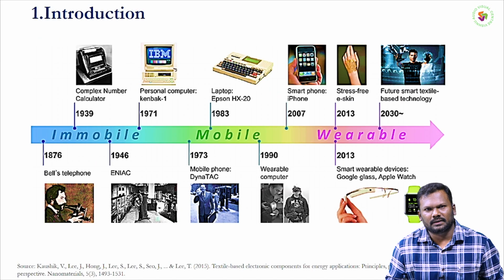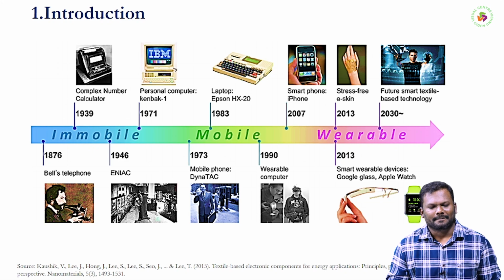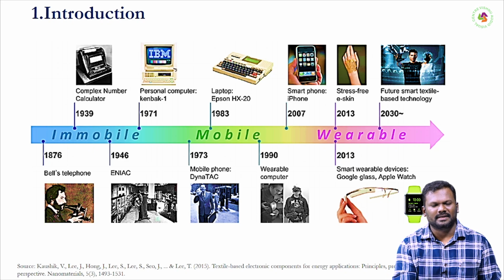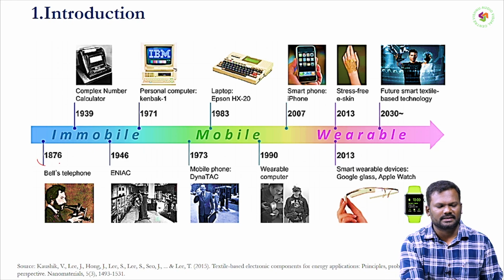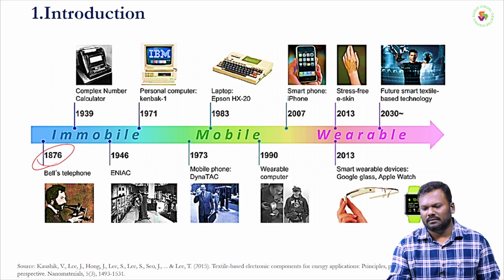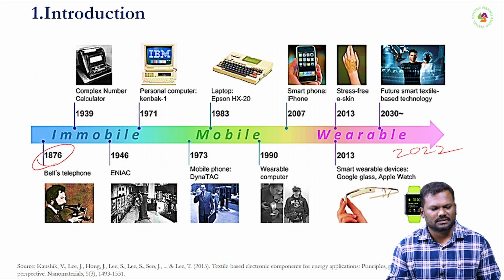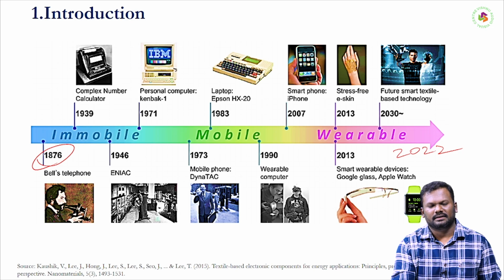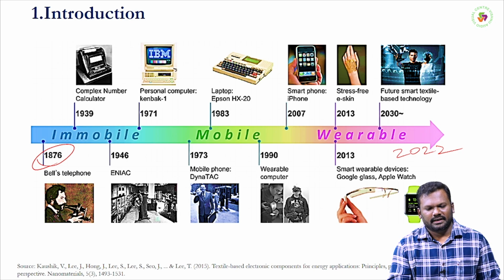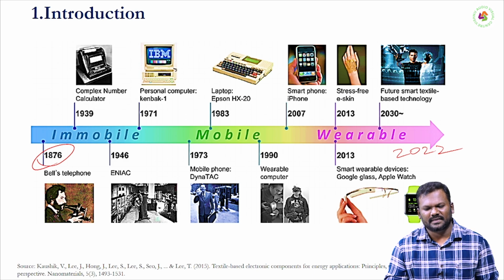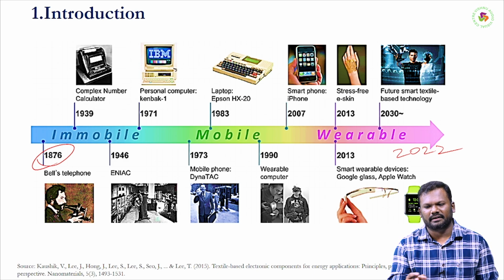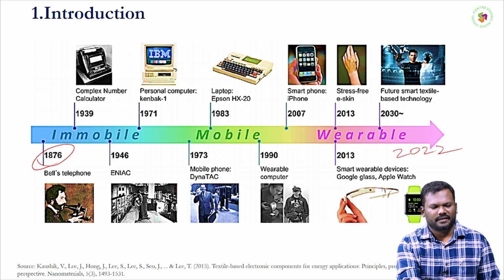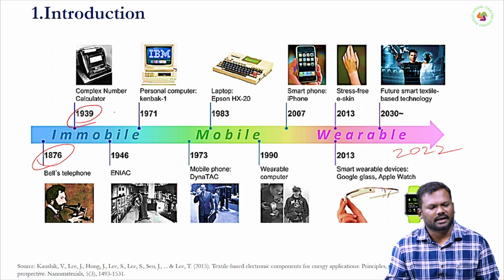If you look into this introduction part, you can see the generations, for example from 1876 till now, up to 2022. In 1876, the Bell telephone was invented, and after that, year by year, particularly in the 21st century, there are drastic changes in electronic devices. In 1939, there was a complex calculator.